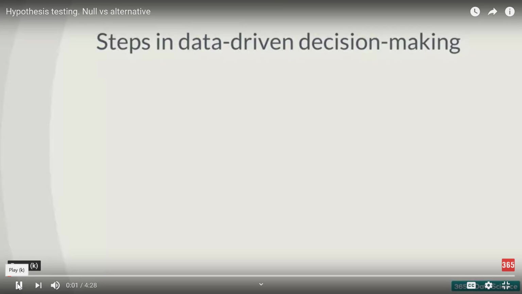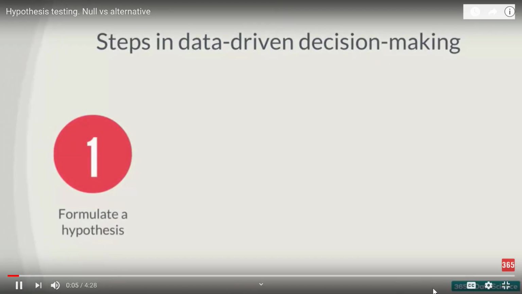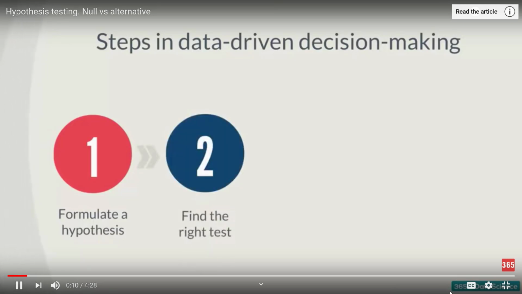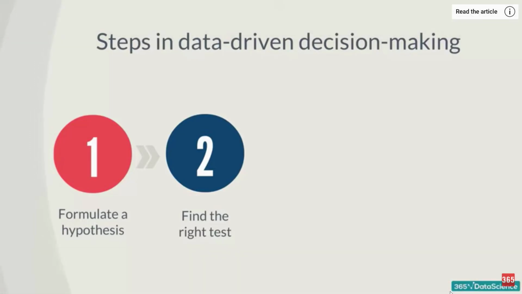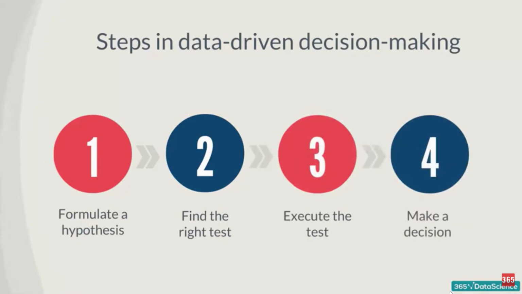There are 4 steps in decision making. First, you must formulate a hypothesis. Second, once you have formulated a hypothesis, you will have to find the right test for your hypothesis. Third, you execute the test. And fourth, you make a decision based on the result. Let's start from the beginning.